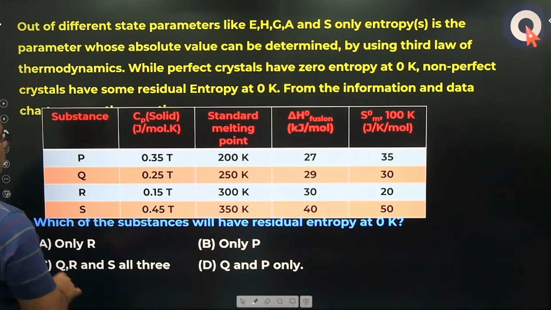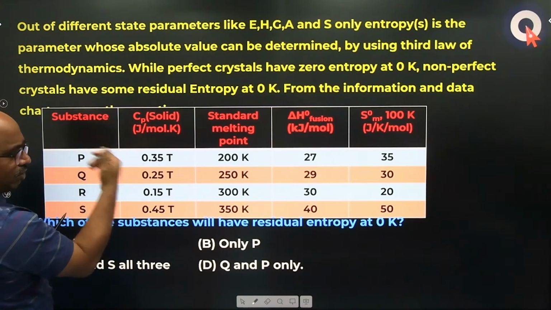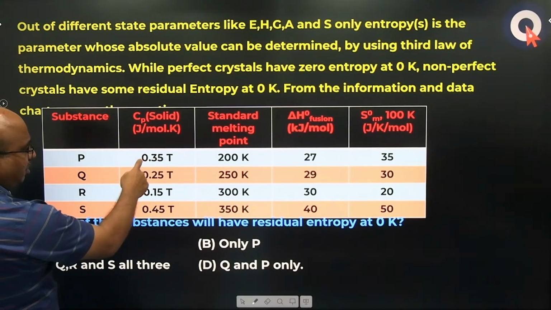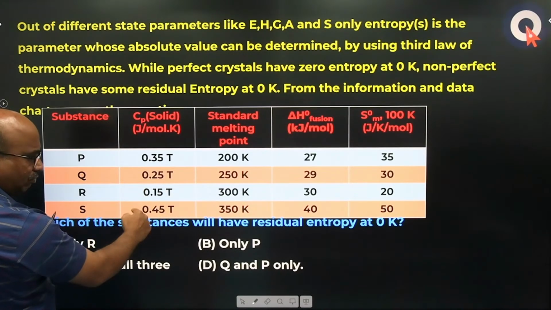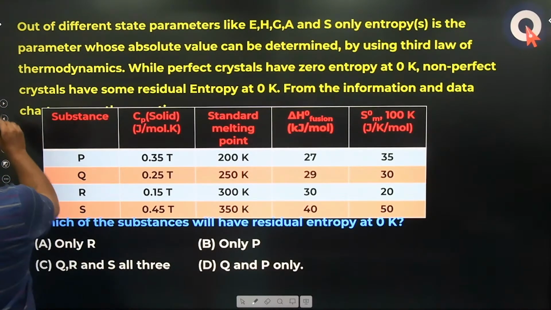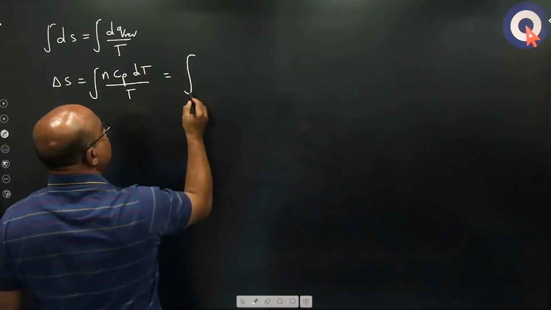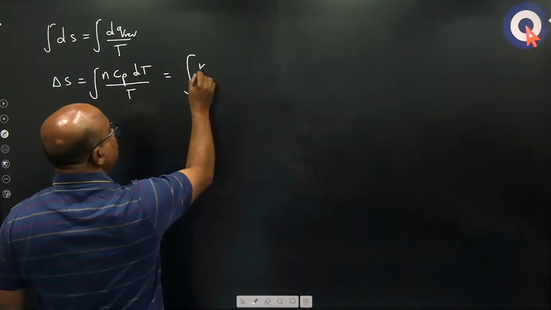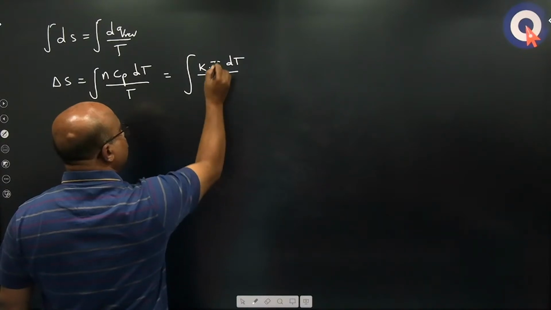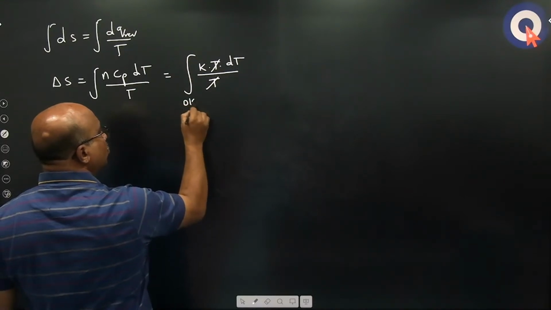For that we take the Cp value, for 1 mole, so n becomes 1. It is 0.35, 0.25, 0.15, 0.45. We take this as a constant, some k. So we write the expression with n as 1, taking the Cp value as k into T, into dT by T. So your T gets cancelled, and we apply the limits from 0 Kelvin to 100 Kelvin.